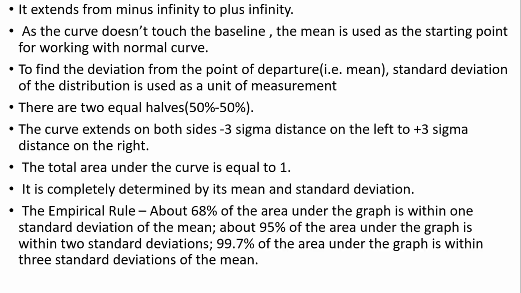Empirical rule: 68% of the area under the graph is within one standard deviation of the mean. About 95% of the area under the graph is within two standard deviations, and 99.7% of the area under the graph is within three standard deviations of the mean.